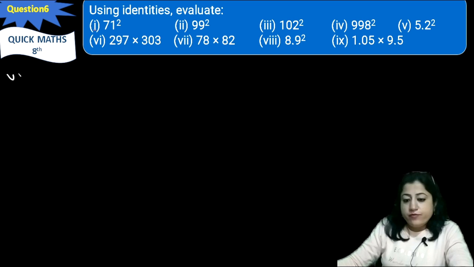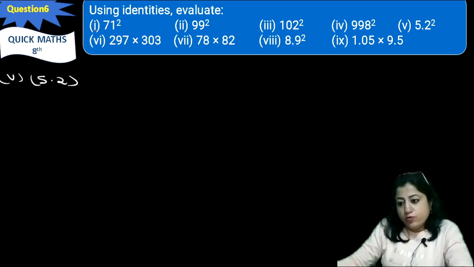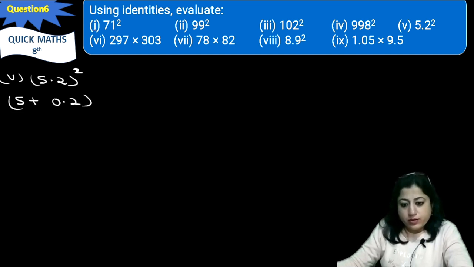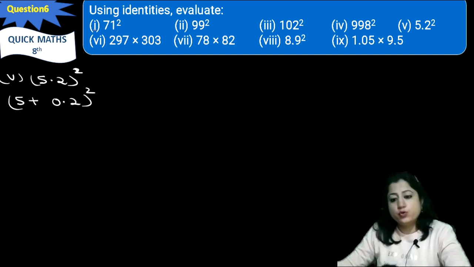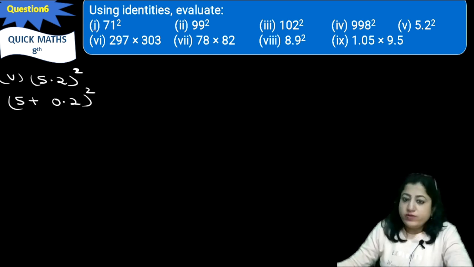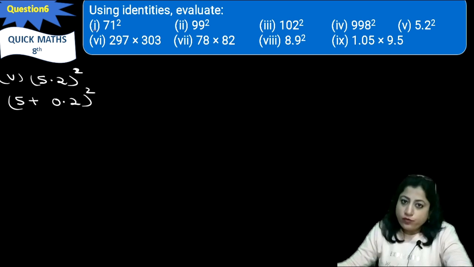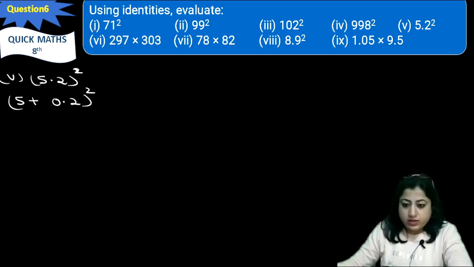Now this is the fifth part, and it is in decimal, 5.2 square. First of all, it is in decimal, so it is closer to 5 plus 0.2. We can write 5.2 as 5 plus 0.2, because we can easily calculate the square of 5 and also the square of 2, so it will be quite easy.